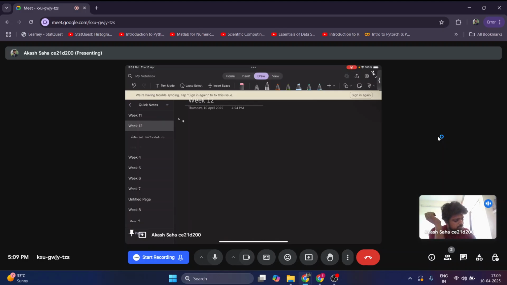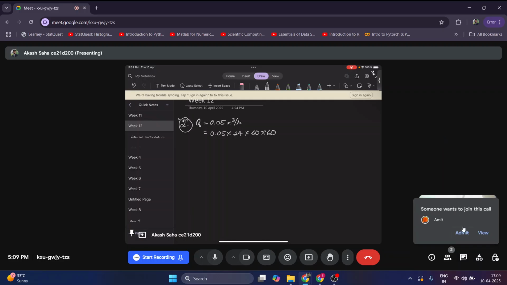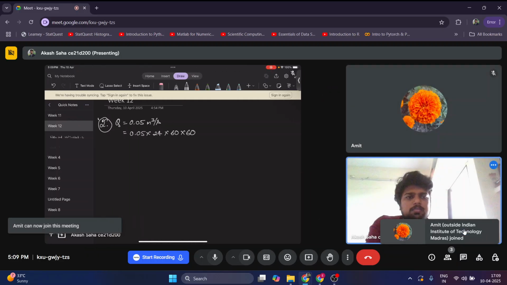So this is question number 2. First we'll see what the discharge given is. The discharge Q given is 0.05 meter cube per second. For our convenience, we will convert it to meter cube per day. So it will be 0.05 into 24 hours a day into 60 into 60, in meter cube per day.